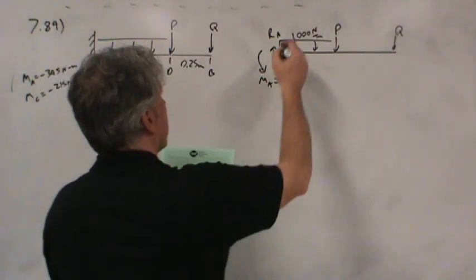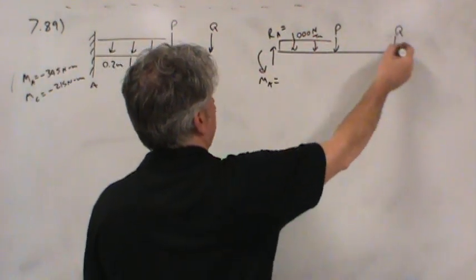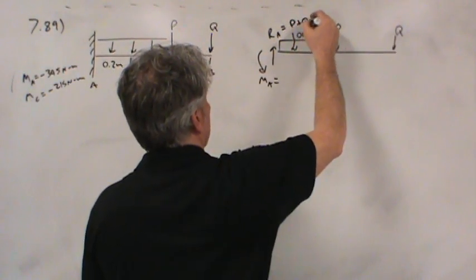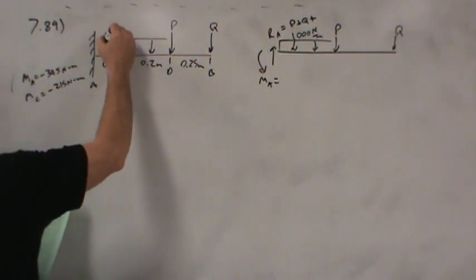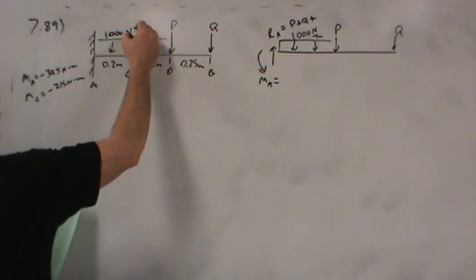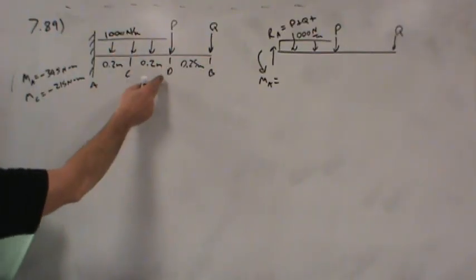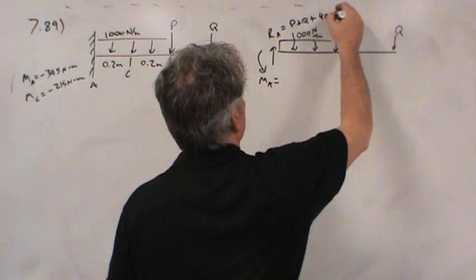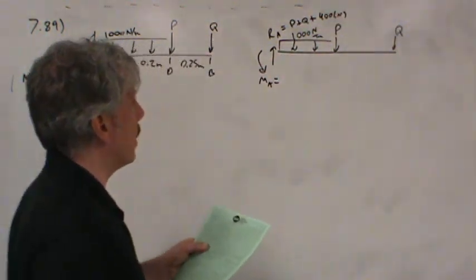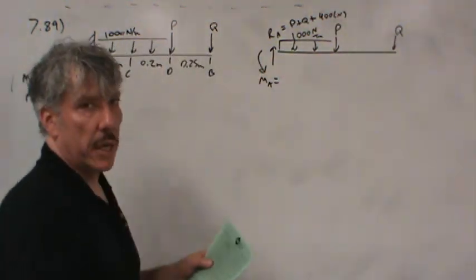So the reaction at A would just be counteracting all these loads. So P plus Q plus 1,000 newtons per meter times 0.4 meters worth. I guess I didn't add that to the diagram, but if we have 0.4 meters worth, well, that's 400 newtons. So plus 400 newtons. That's the reaction at A, right? Just from summing forces in the vertical direction.